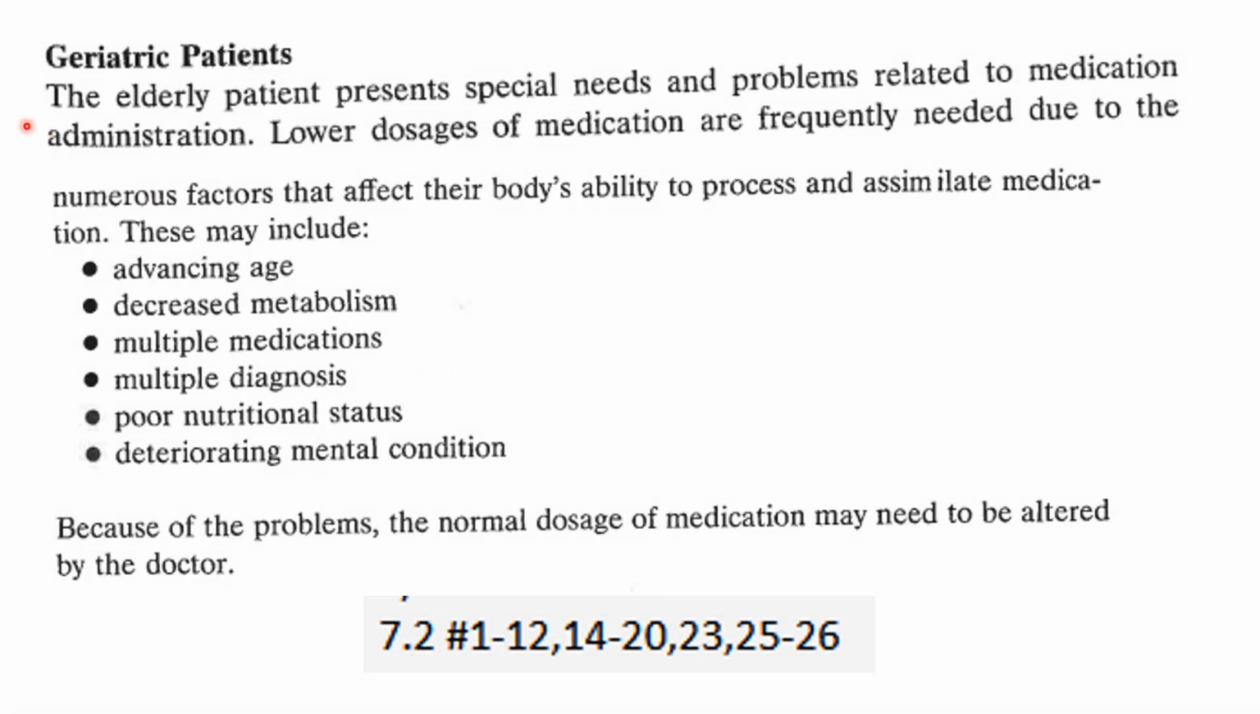Now, sometimes you will have elderly patients and there will be lower dosages that are frequently there due to their advanced age, decreased metabolism, other medications they're taking, multiple diagnoses, multiple illnesses, poor nutritional status, and deteriorating mental condition. Because of these problems, the normal dosage may need to be altered, and a doctor will do this. These are the problems that you should do in this section as recommended by the syllabus.